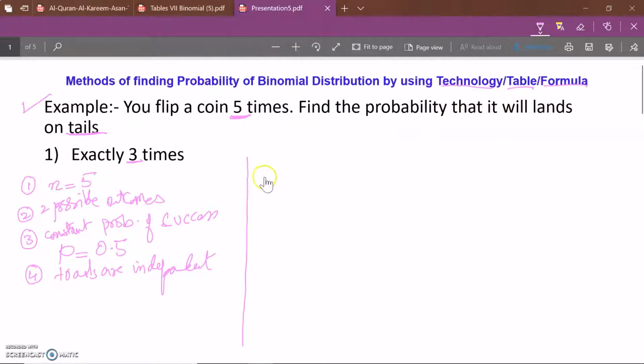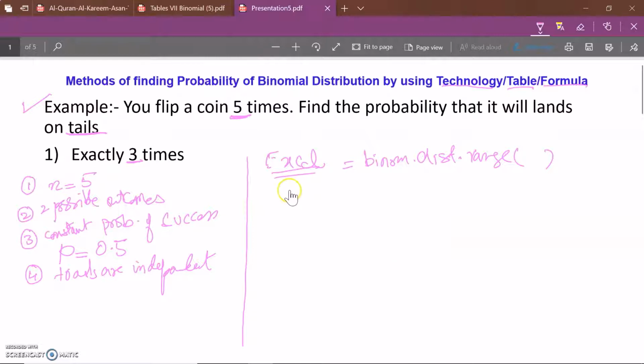First, we're going to use technology, and for that we're going to use Microsoft Excel. The function that we're going to use is called binom.dist.range. That's the function we're going to use.